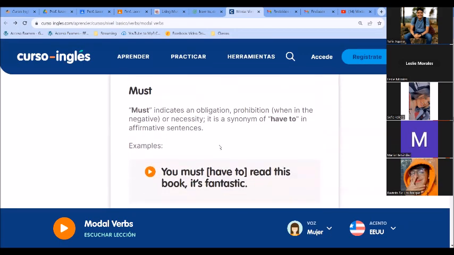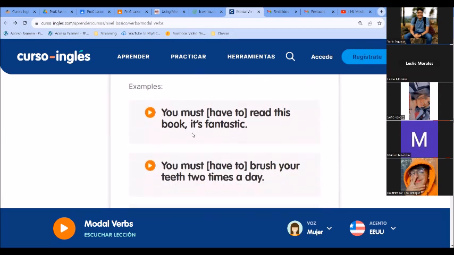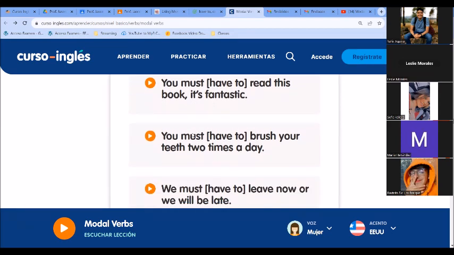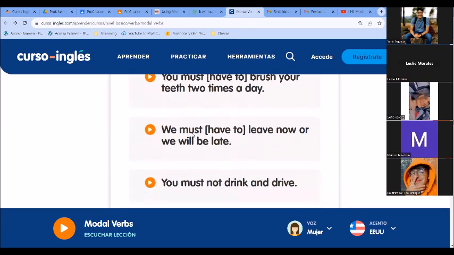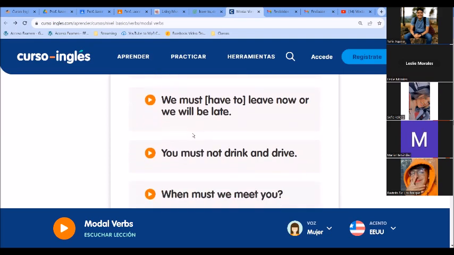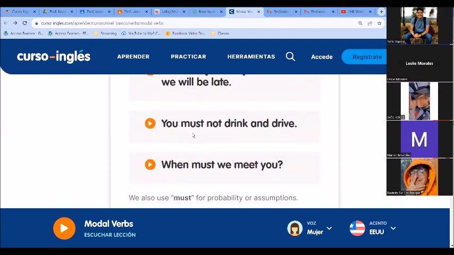Must. Must indicates an obligation, prohibition when in the negative, or necessity. It is a synonym of have to in affirmative sentences. Examples: you must read this book. It's fantastic. You must brush your teeth 2 times a day. We must leave now or we will be late. You must not drink and drive. When must we meet you?